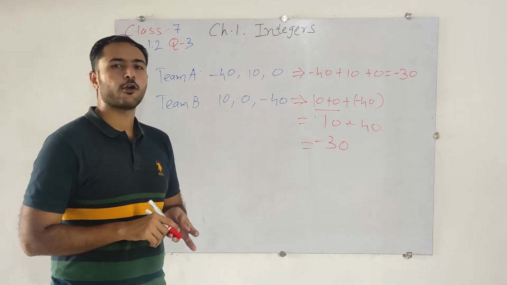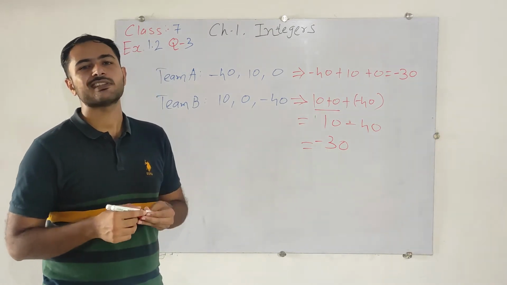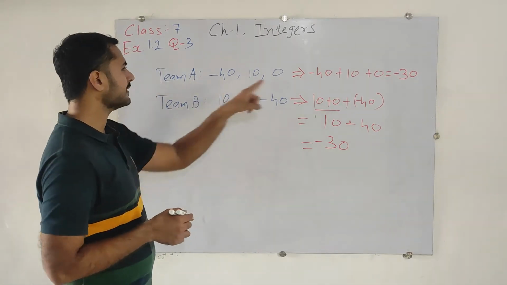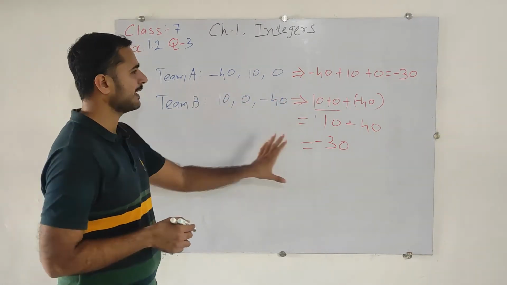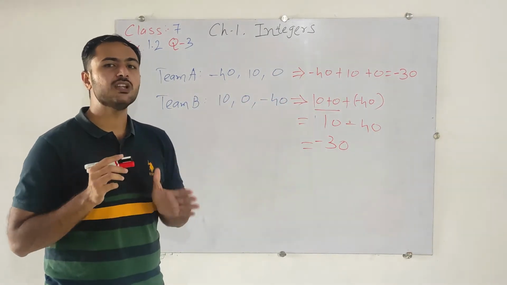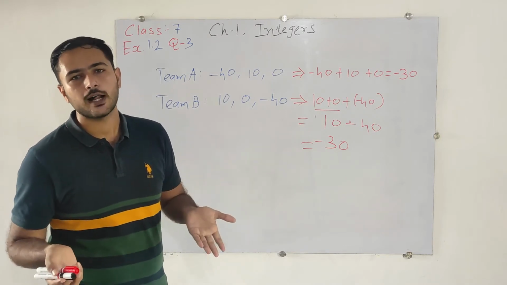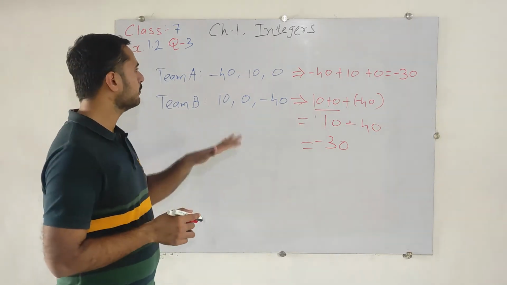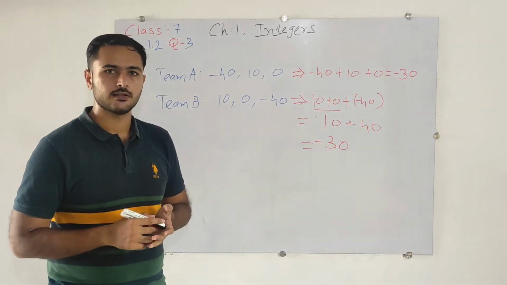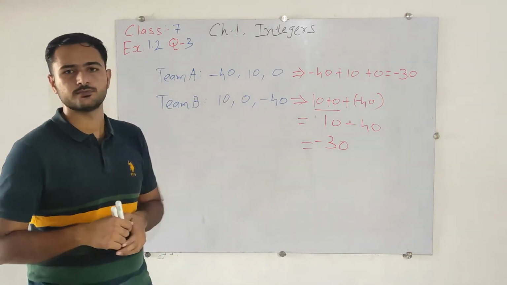And now from the answer we have to identify which team scores more. Let's see, team A scores minus 30 and team B scores minus 30. So here both the teams score equally. No one is more, no one is less. Just pause the video and note it down.